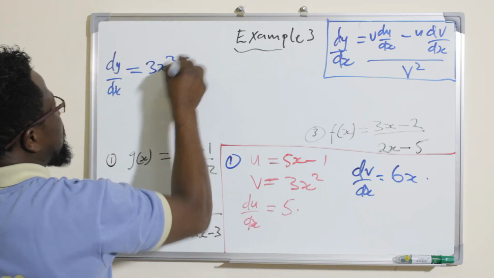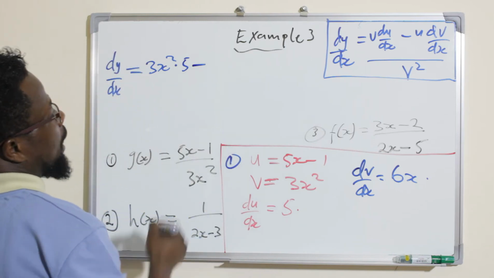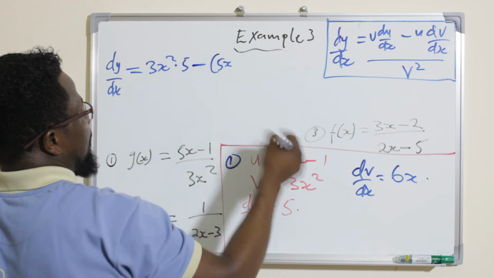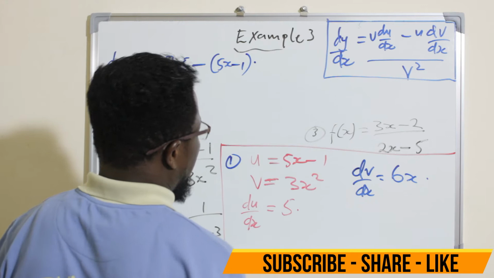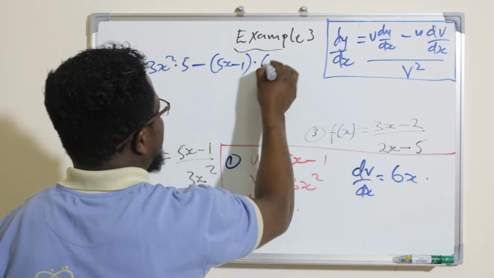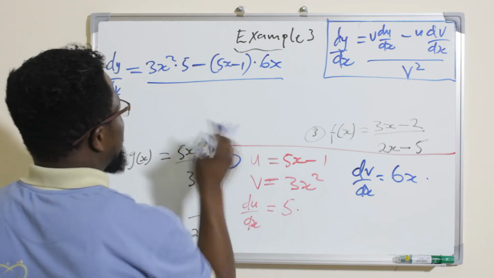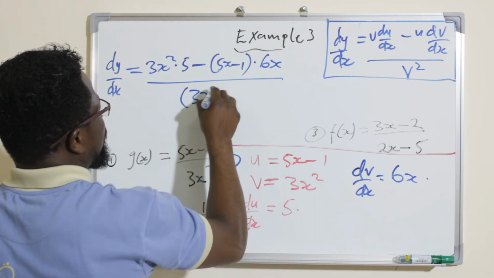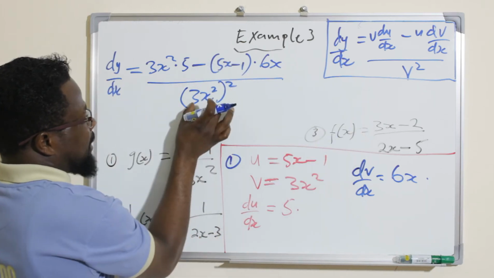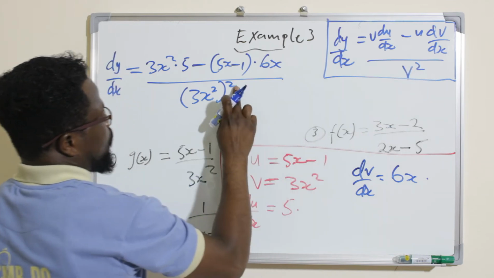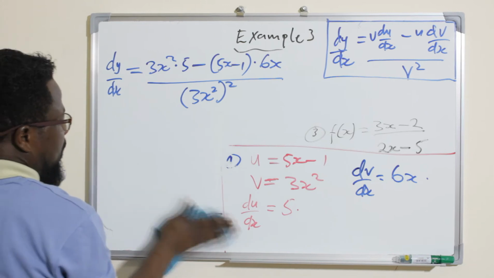Then minus sign, and then we have u, and u is 5x minus 1, multiplied by dv/dx, which is 6x, all over v squared. Where v is 3x squared, and there is a square there. This 3x squared is the v itself, and there is a square out there. Alright, let's do now simplification.